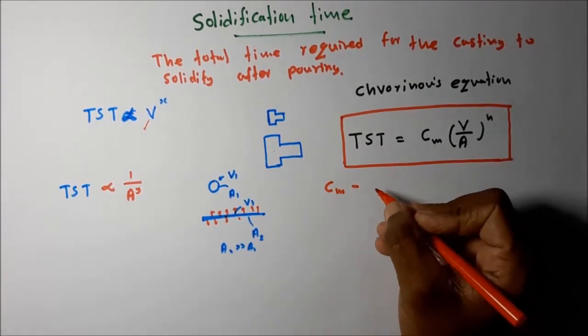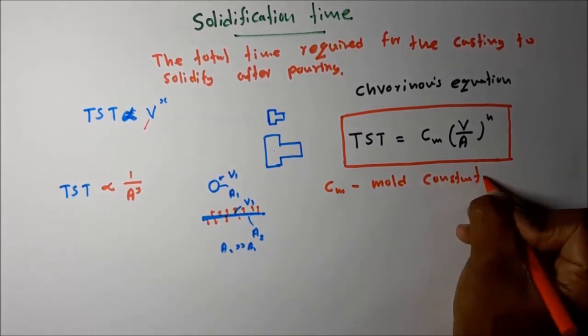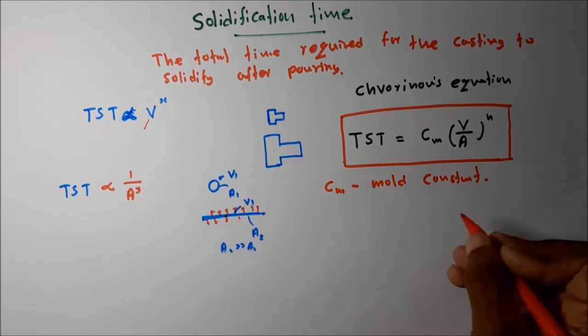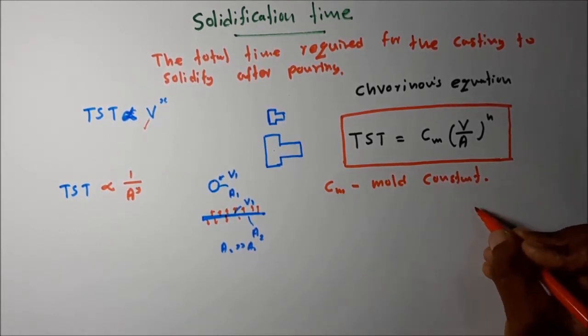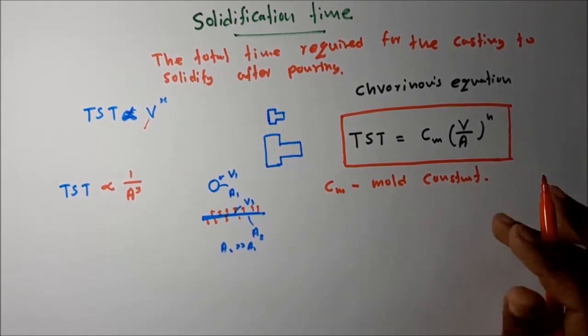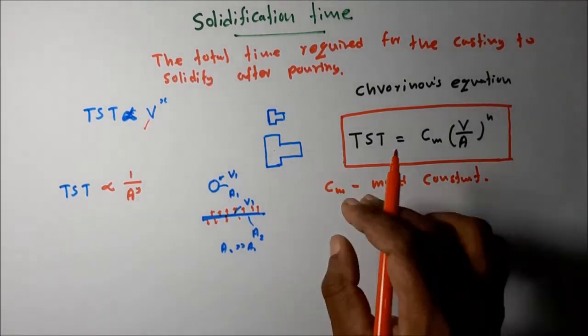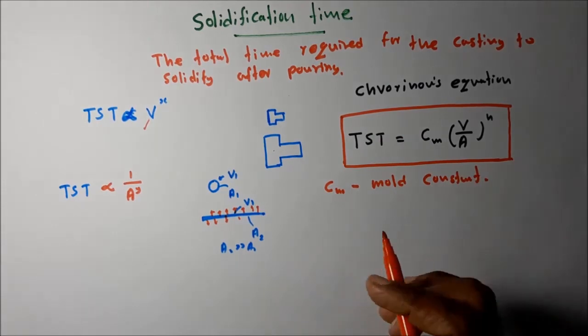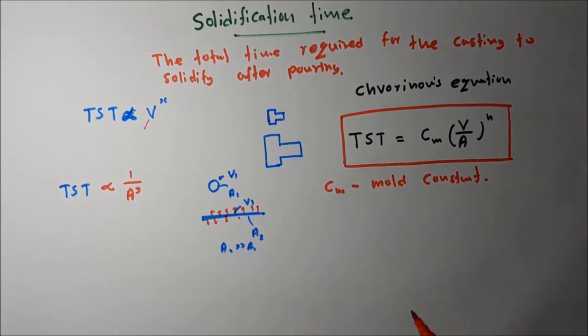Cm is called the mold constant. Mold constant means that it depends on the type of mold material and also the features of the mold. This mold constant has to be determined experimentally for a certain product. If you know the Cm, we can easily calculate the total solidification time, but we have to do a certain experiment to find the Cm.